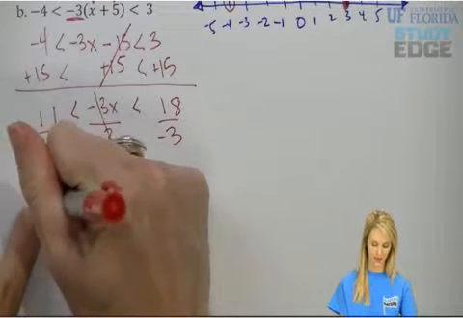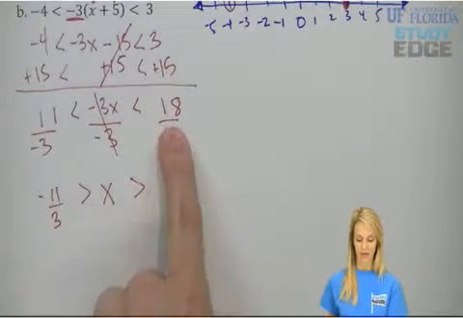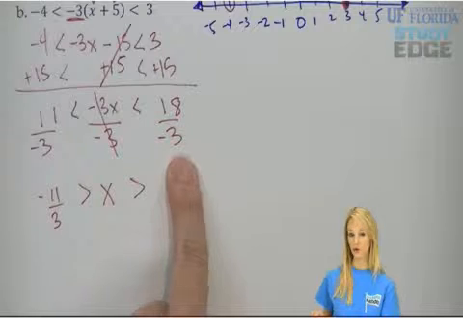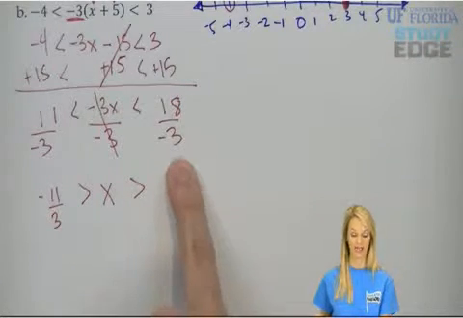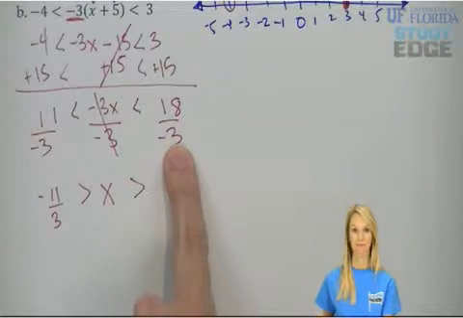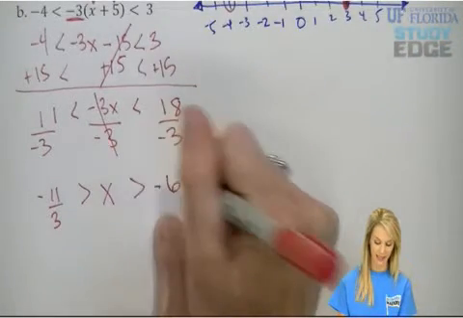No. Let's keep that as negative 11 thirds. 18 divided by negative 3, are we going to get a negative or a positive? It's going to be a negative, right? A positive over a negative is going to give us a negative. What's 18 divided by 3? 6. So we end up with negative 6.